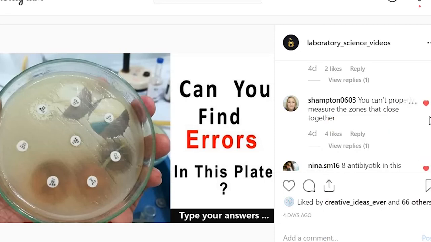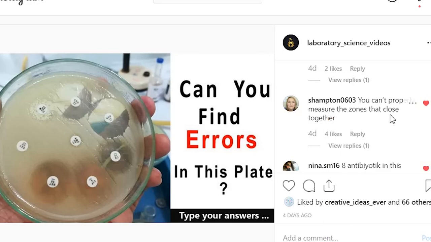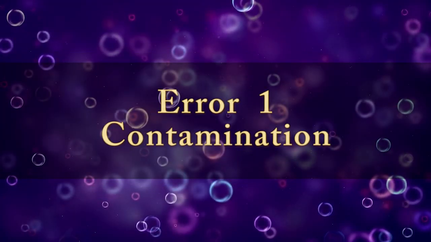And another comment: you can't properly measure the zones that close together. Yes, you are correct. Some inhibition zones are overlapping here. So thank you so much for all of your answers, but what is exactly the correct answer? Let's see it.